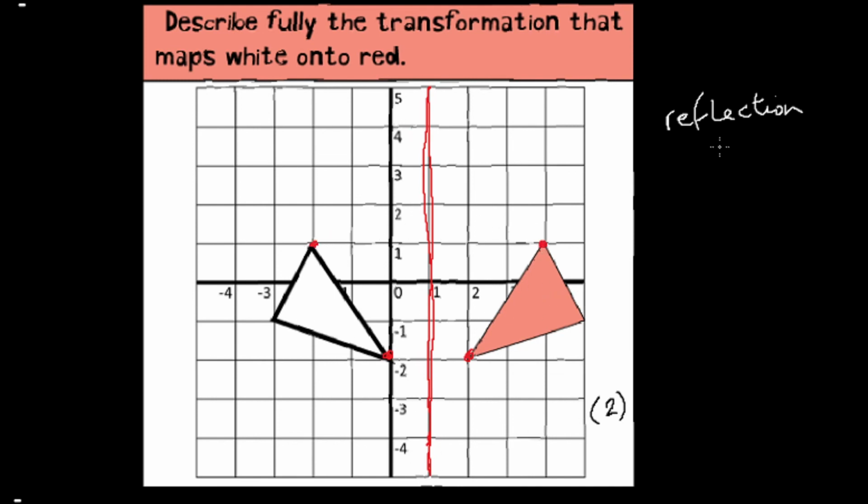So this is the line here. And what is this line? We'll have a look all the way along this line, which coordinate stays the same. And the one that stays the same is that x is 1, and that's true along this whole line. So this is a reflection in the line x equals 1.